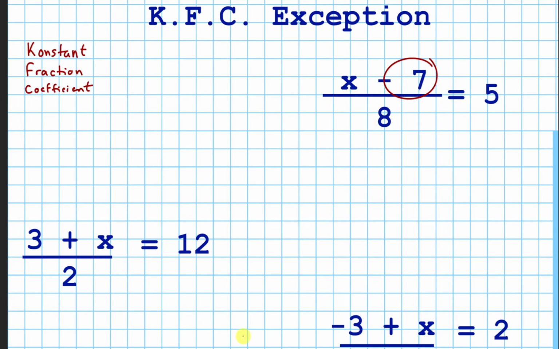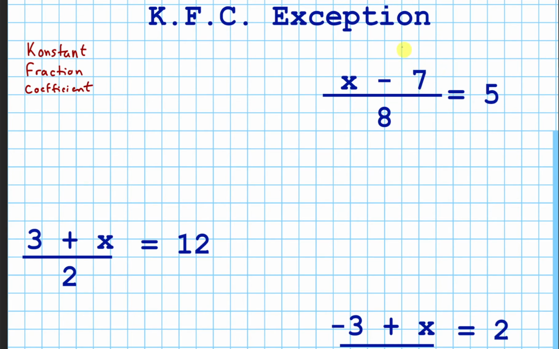When you have a fraction, everything on top of that fraction line becomes tied to the denominator. I like to think of the denominator as this big old bodyguard. And I can't really do anything with the top. I can't really mess with addition and subtraction with the top part of the fraction until I first take care of this bodyguard. So this is where the exception comes in.